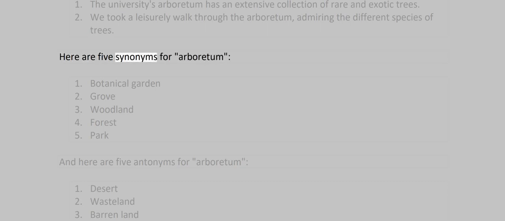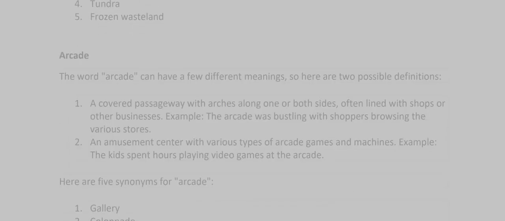Here are 5 synonyms for arboretum. 1. Botanical garden. 2. Grove. 3. Woodland. 4. Forest. 5. Park. And here are 5 antonyms for arboretum. 1. Desert. 2. Wasteland. 3. Barren land. 4. Tundra. 5. Frozen wasteland.